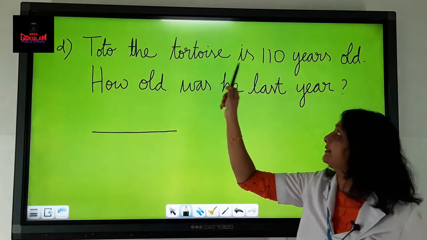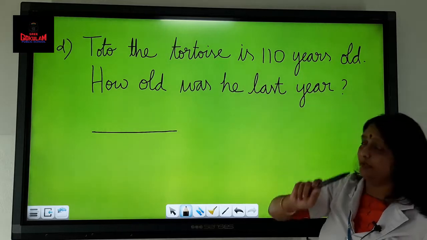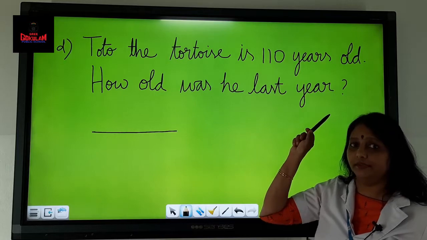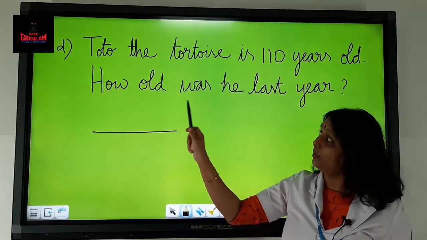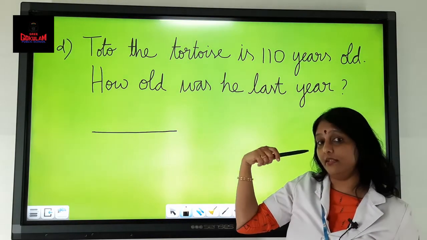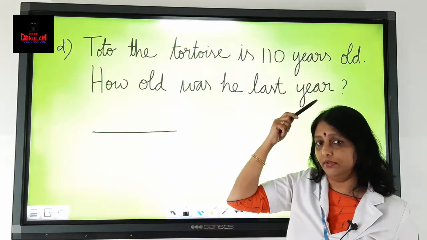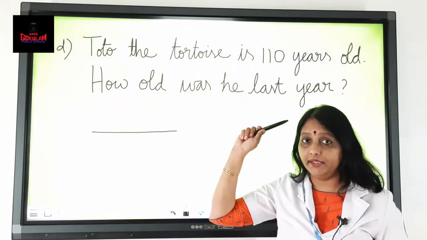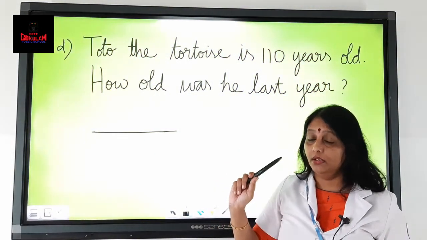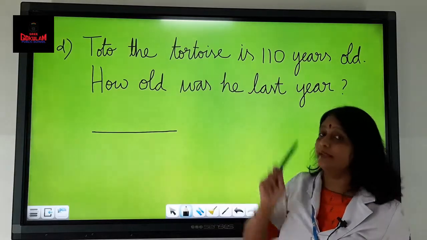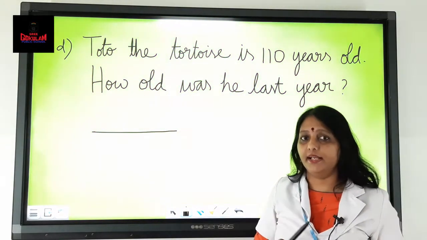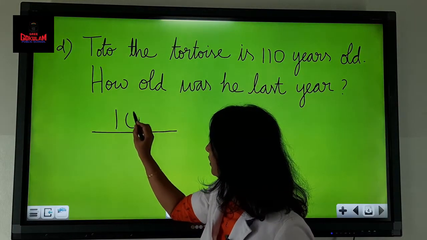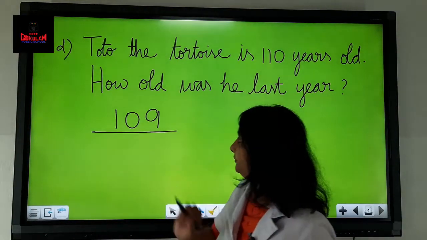Toto, the tortoise, is 110 years old. How old was he last year? Before. Now he is 110 years old. Before 1 year, what was his age? What number comes before 110? Yes, 109. So, he was 109 years old last year.